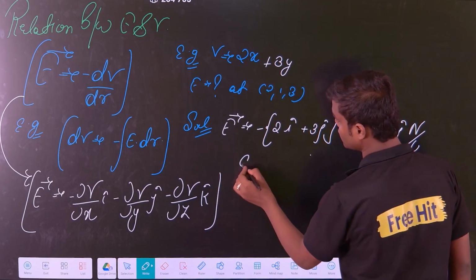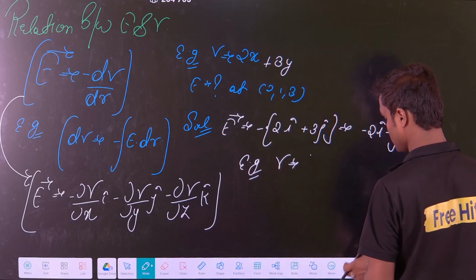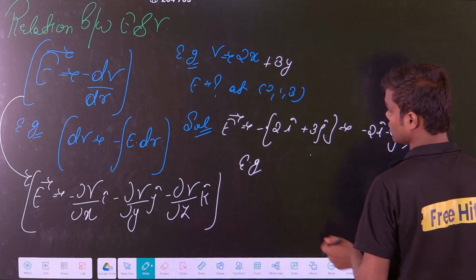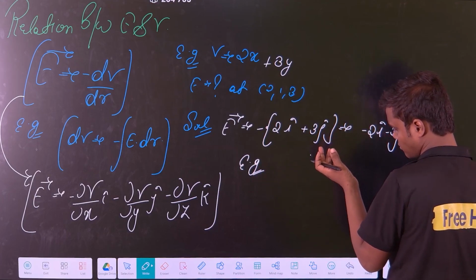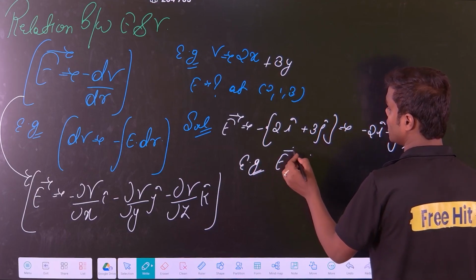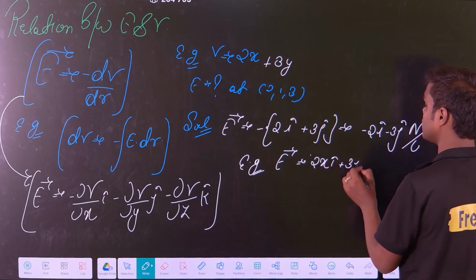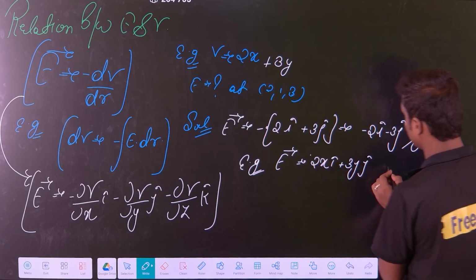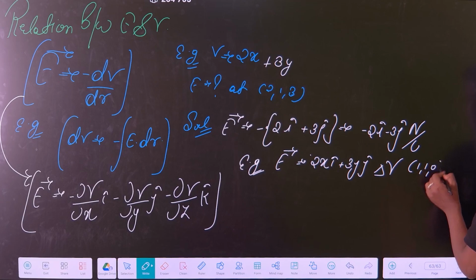Now suppose another example. They give you the electric field as 2x i cap plus 3y j cap, and they ask you for the potential difference between the two points 1 comma 1 comma 0 and 0 comma 1 comma 0. What is the potential difference between these two?